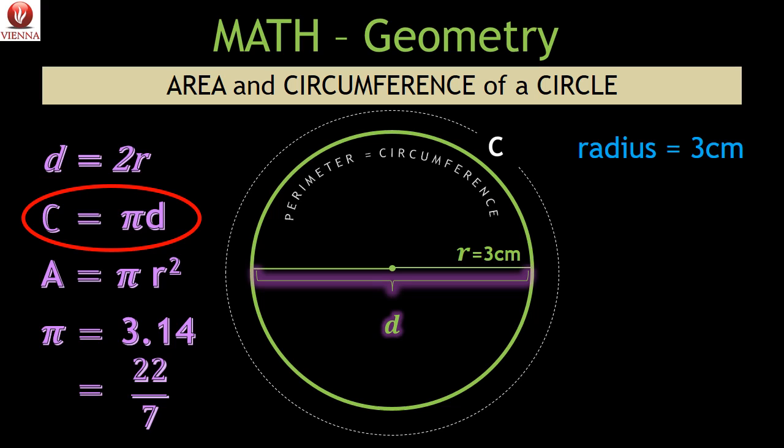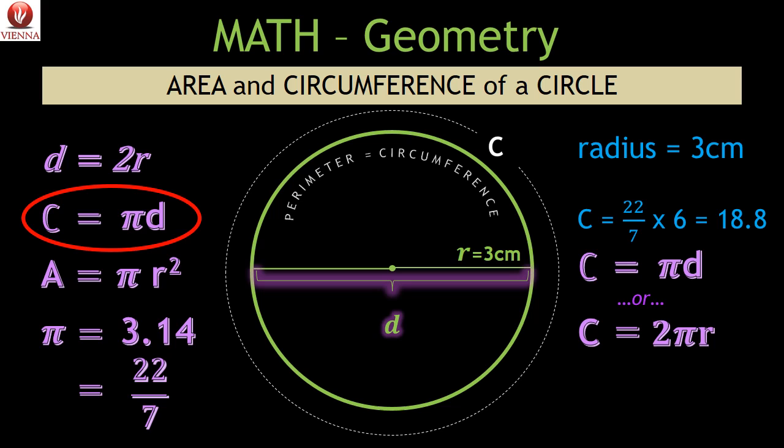Next, if we look at circumference, circumference equals pi times diameter. So you just plug in the value for pi, 22/7, or again 3.14, whichever you prefer to use, times 6. In this case, it would be 6 centimeters. That's what the value for the diameter is. So pi times diameter, 22/7 times 6, that equals 18.8 centimeters.